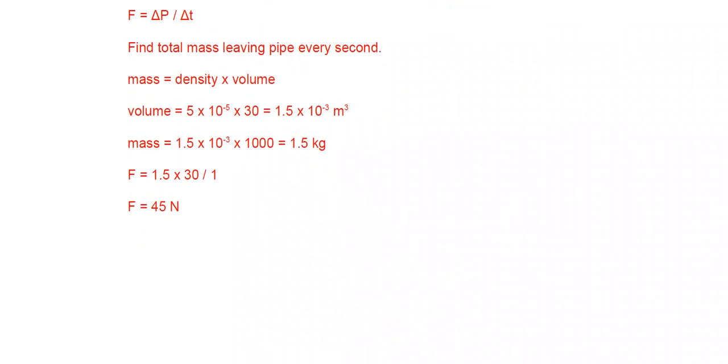meters squared. So we've got 5 times 10 to the -5 times 30. We get 1.5 times 10 to the -3 meters cubed. Then the mass is going to be 1.5 times 10 to the -3 times 1,000, the density of water, so we get 1.5 kilograms leaving the hose every single second.